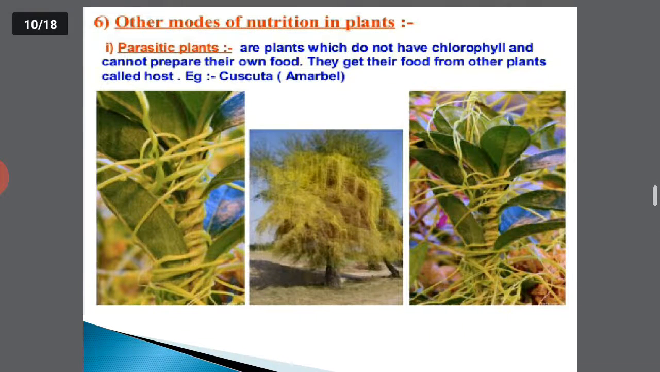Other modes of nutrition in plants: parasitic plants are the plants which do not have chlorophyll and cannot prepare their own food. They depend upon other plants for their food and are called parasites. Examples are Amarbel, Cuscuta.